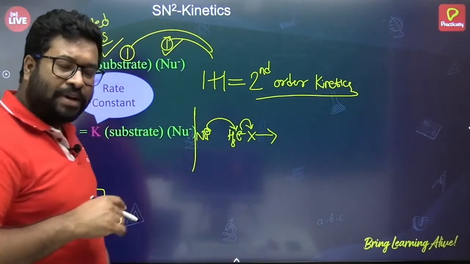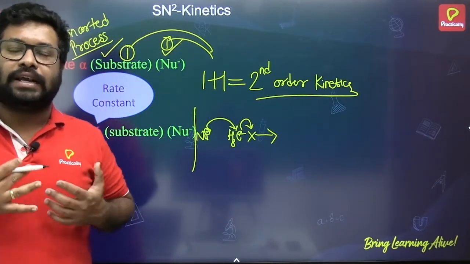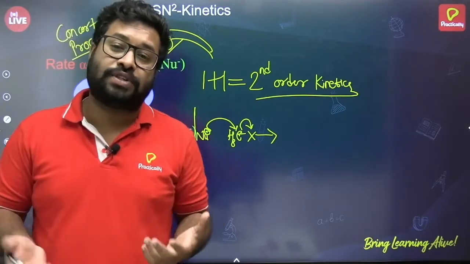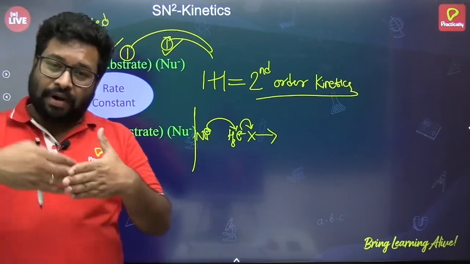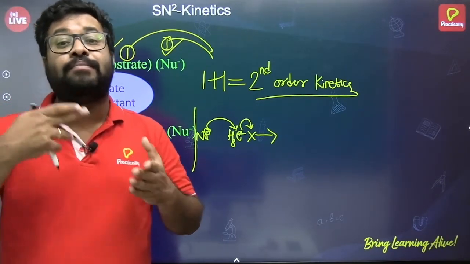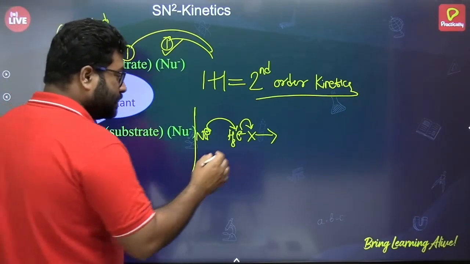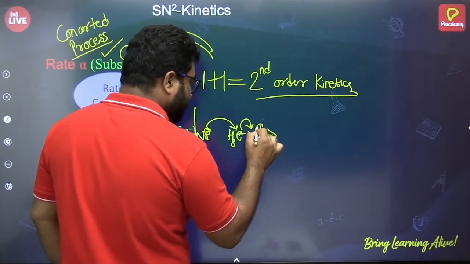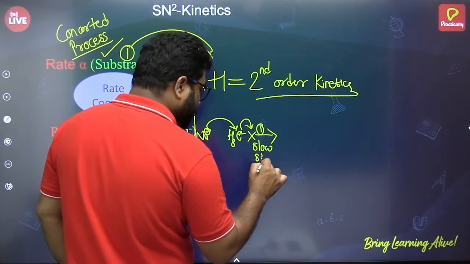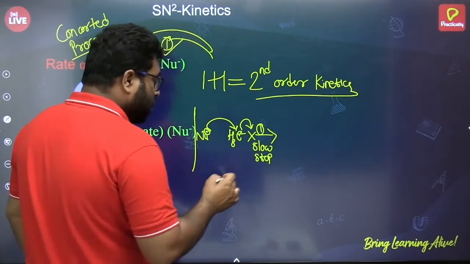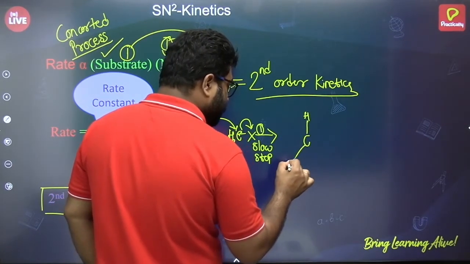So basically there are two steps here also. In the book you might see they have written that it's a concerted process, simultaneous process, or single step process. I know, but if you divide it at a micro level, you will see there are two steps. This is the first step, which is a slow step. What does it give you? It gives you this transition state.